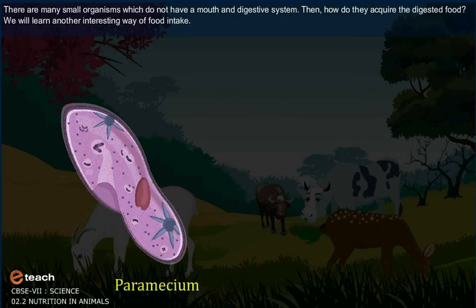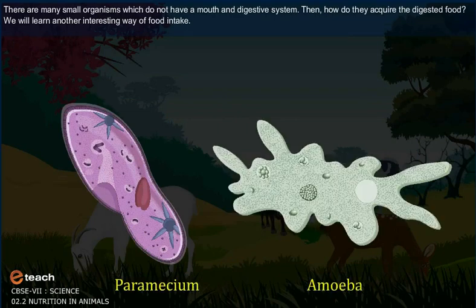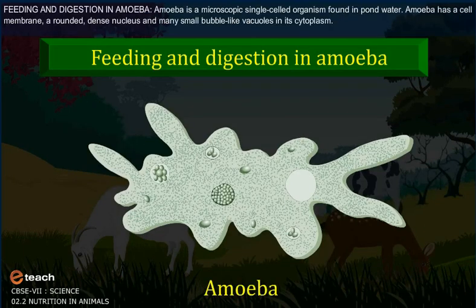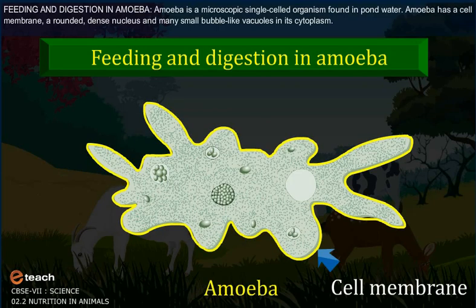There are many small organisms which do not have a mouth and digestive system. Then how do they acquire the digested food? We will learn another interesting way of food intake. Feeding and digestion in amoeba. Amoeba is a microscopic single-celled organism found in pond water.